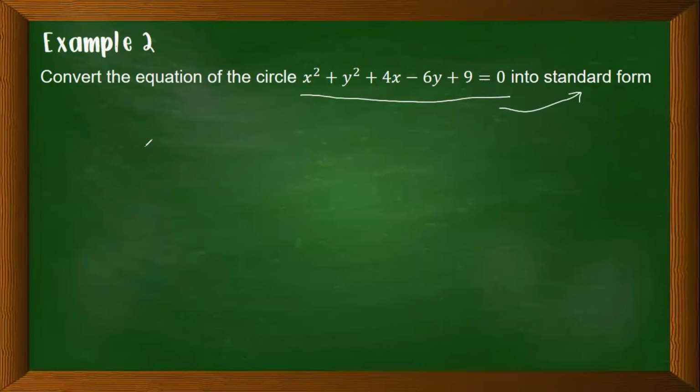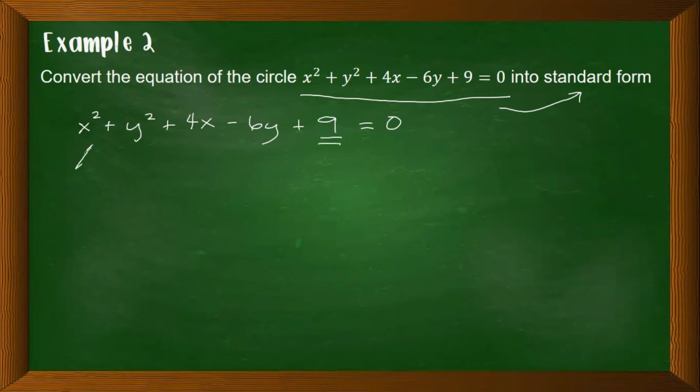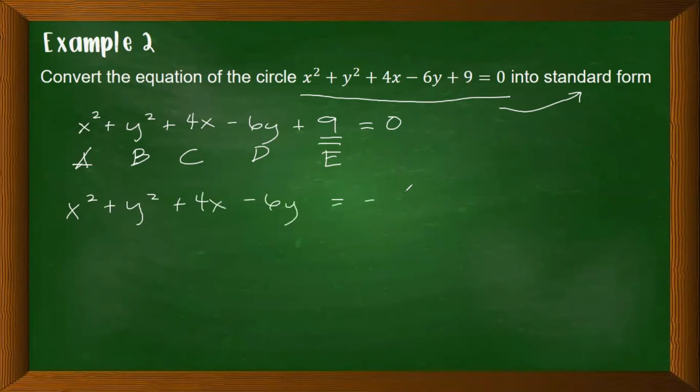Paano? The first step would be, copy muna yung general form ninyo. This is the general form. Now, second step, you will be transposing the 9. Eliminate the 9, the whole number, the letter E. Di ba that is A, B, C, D, E. So, you eliminate E. Tapon nyo dun sa kabila. So the result would be x squared plus y squared plus 4x minus 6y equivalent to negative 9.